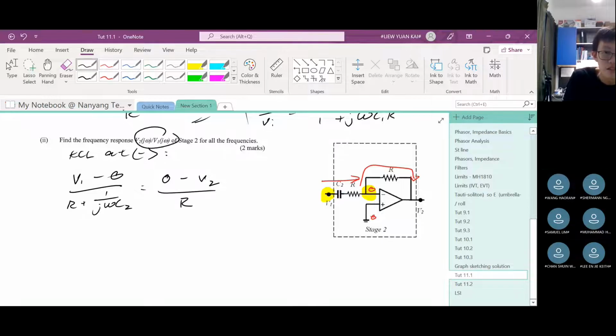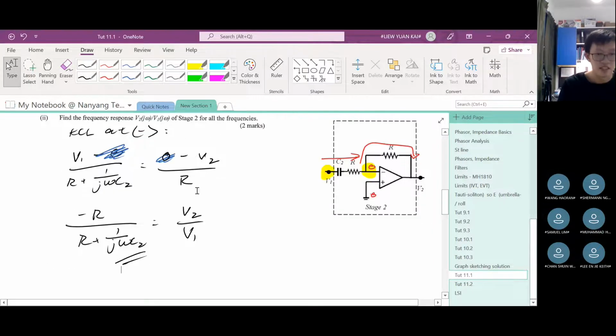Okay, our objective is to make V2 over V1 the subject. So let us do that. So this can go away. This can go away. And then I will move R to here, move 1 over down here, and then move this negative sign to the left-hand side. Okay, so I will get negative R plus 1 over J omega C2 equals V2 over V1, right? And actually, this is the solution, right? This is the answer already. Let me check. Yes, this is the solution.